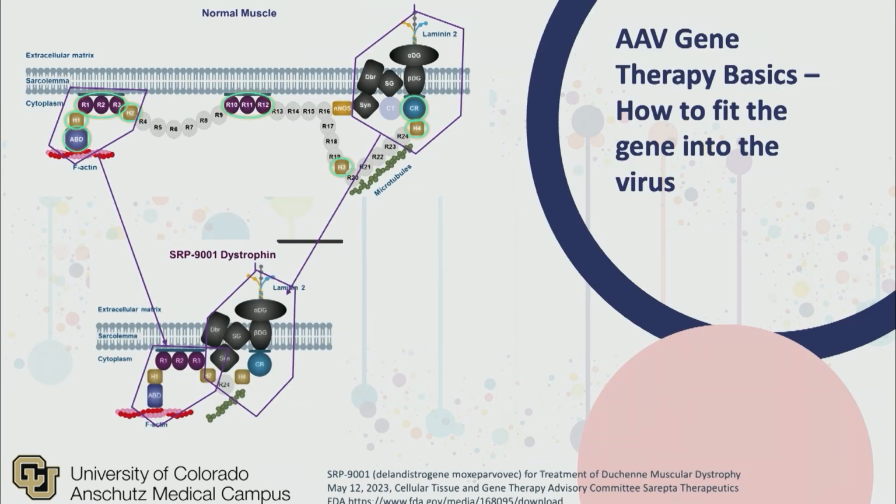The main issue, which Russ had spoken about, was how to get the biggest gene in the genome into the smallest virus that we know about. And what happened is they just took out all of the middle of the protein, and it still seemed to be effective, and that's what these mini and micro dystrophins are.